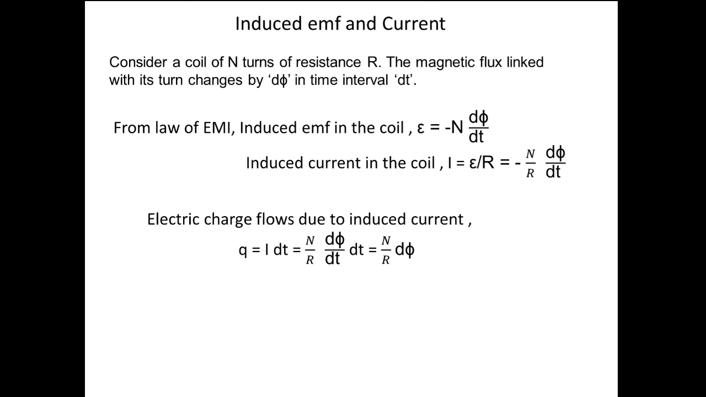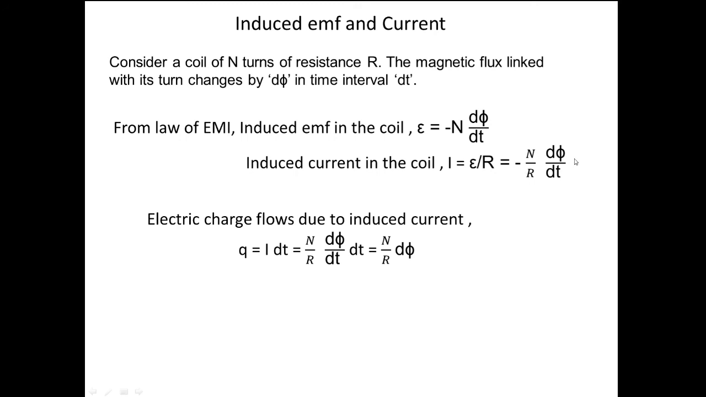Now, consider a coil of n turns and resistance R, where the magnetic flux linked with its turns changes by d phi in time interval dt. Then from the laws of EMI, the induced EMF E equals negative of n d phi by dt. Now we know current equals V by R.